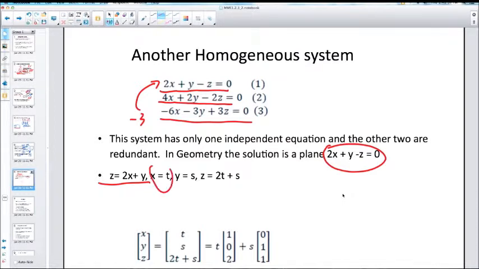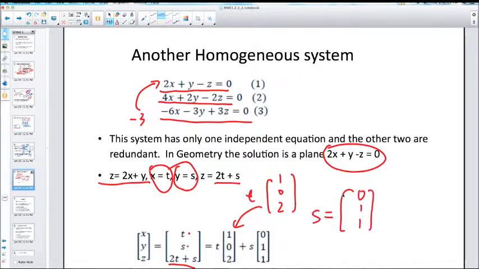I let x equal t, I let y equal another name s. t and s are independent. And then what do I get for z? z is 2t plus s. Then my solution will be written as t, s, 2t plus s. But the good way to write is to take t out, with 1, 0, 2 left here, and take s out, with 0, 1, 1 left. And I write it as t times a vector and s times another vector.